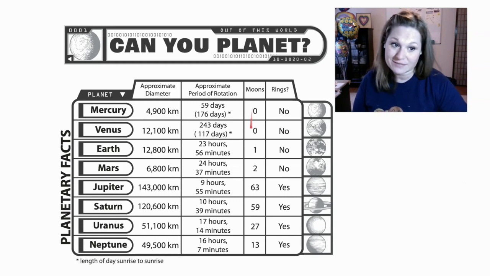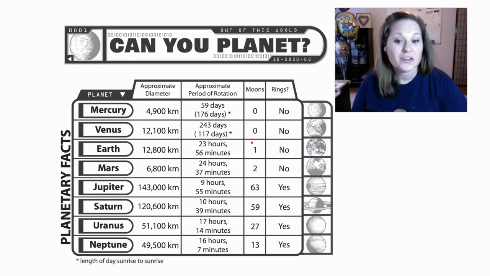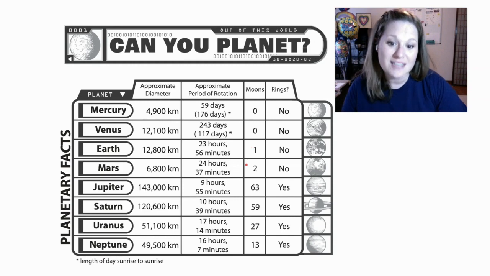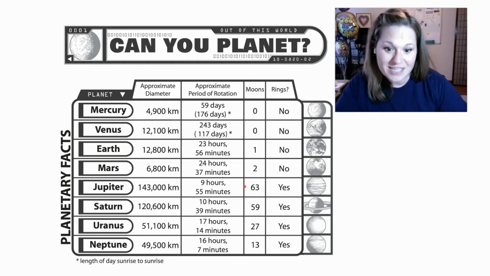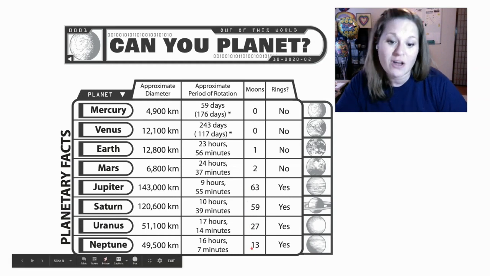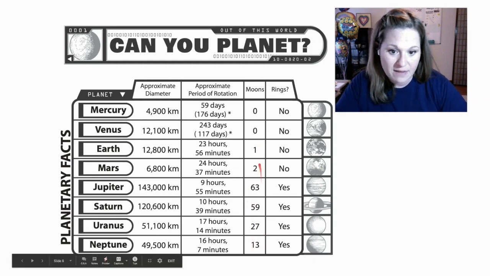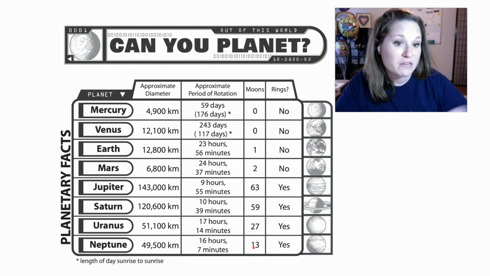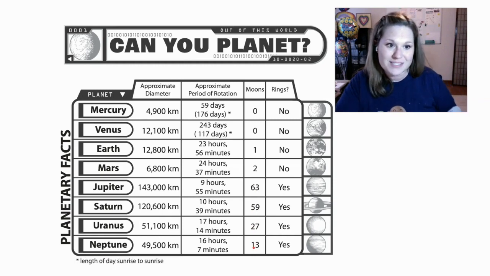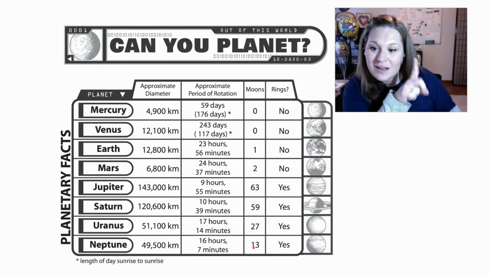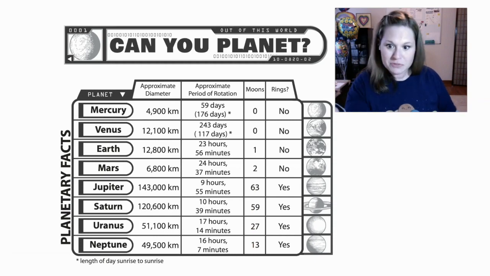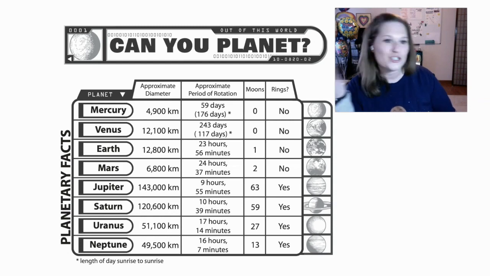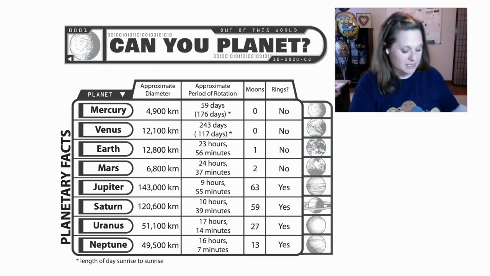Not Mercury, not Venus. Earth does, Mars does, Jupiter does, Saturn does, Uranus, Neptune. All of these planets here have moons. So Mercury and Venus are the only two that don't have moons, and we have one moon. All the rest have more than one. Which one has the most moons? Yeah, Jupiter. Jupiter has the most moons. I mean, that's a lot.